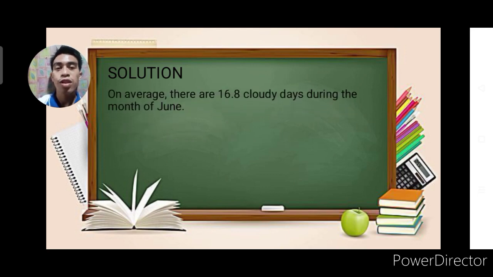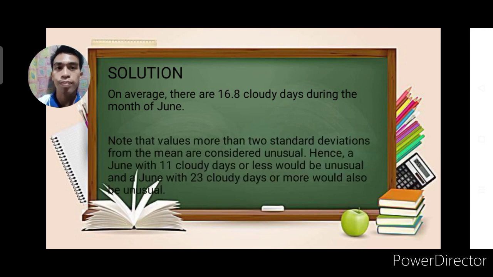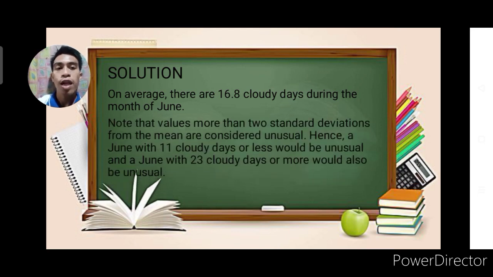On average, there are 16.8 cloudy days during the month of June. Note that values more than 2 standard deviations from the mean are considered unusual. Hence, a June with 11 cloudy days or less would be unusual, and a June with 23 cloudy days or more would also be unusual.